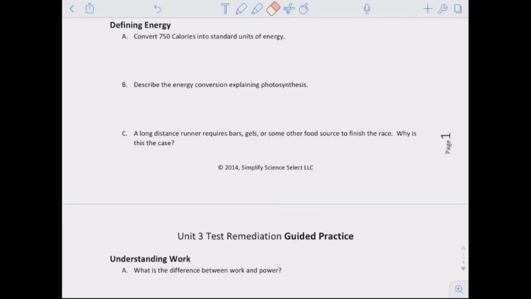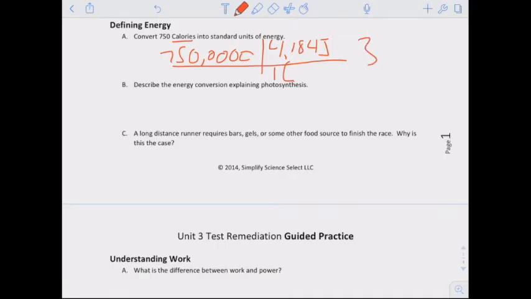Defining energy says convert 750 calories into standard units of energy. When we're looking at this, it is capital C Calorie, so therefore that is 750,000 normal calories. And we know that 1 calorie is 4.184 joules of energy. So we will have our 750,000 times our 4.184, which will give us right around 3.1 million joules of energy.